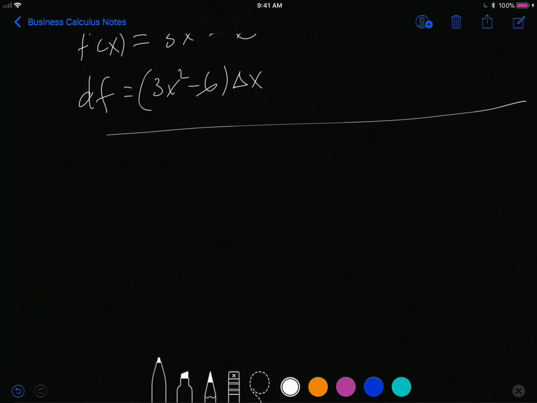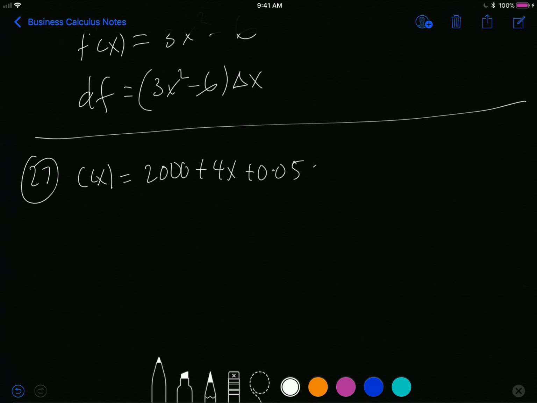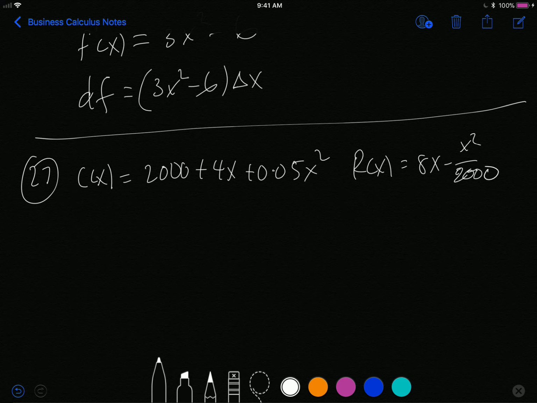Alright, last question, number 27. How much will the profit change? So they tell us that the cost is 2,000 plus 4x plus 0.05x squared, and they tell us that the revenue is 8x minus x squared over 2,000. And they ask how much will the profit change when output goes from 2,000 to 2,200 units per week.